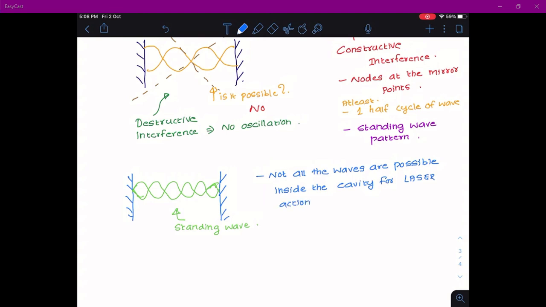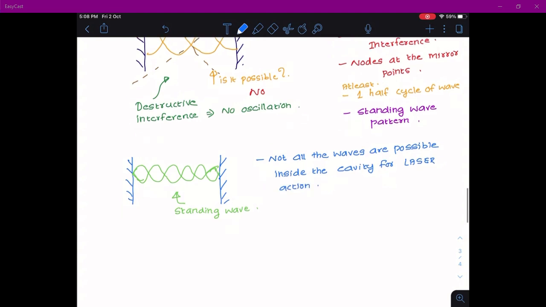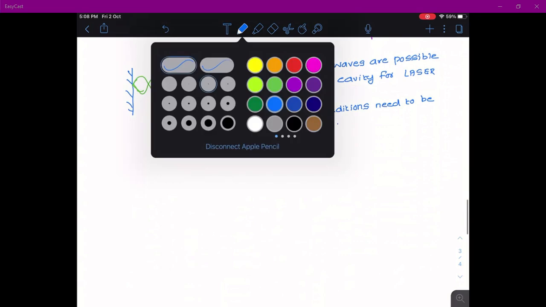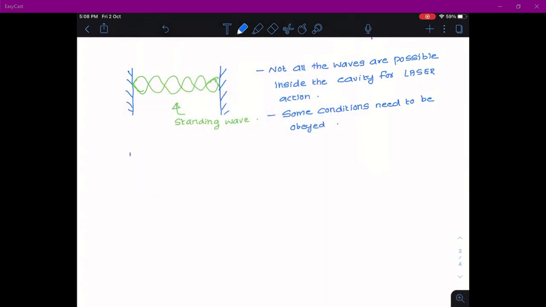It should obey some condition for the lasing action to take place. And what is that condition? Let's take a simple case where there is only one half cycle. So there is only one half cycle. So this comes here and this goes like this.